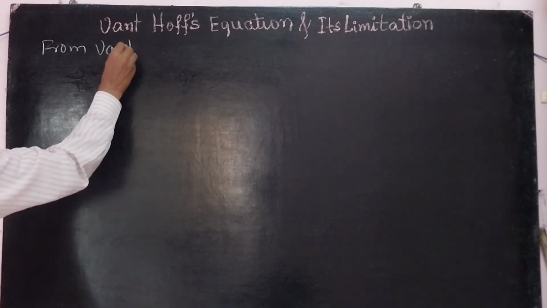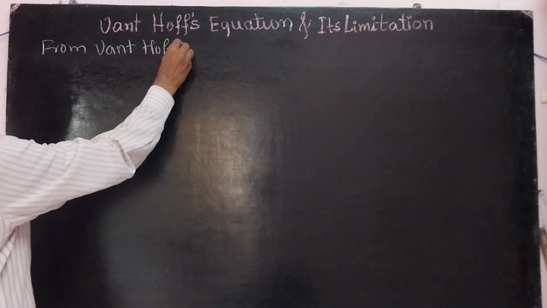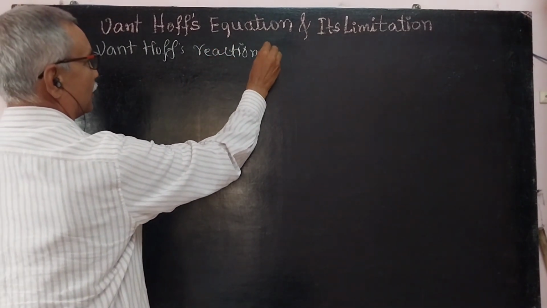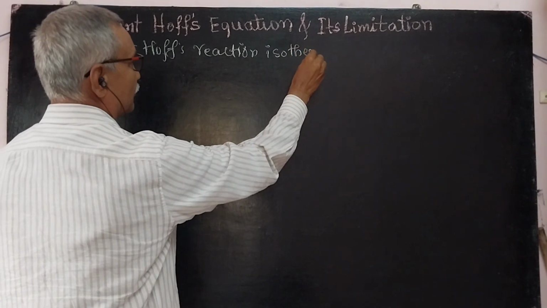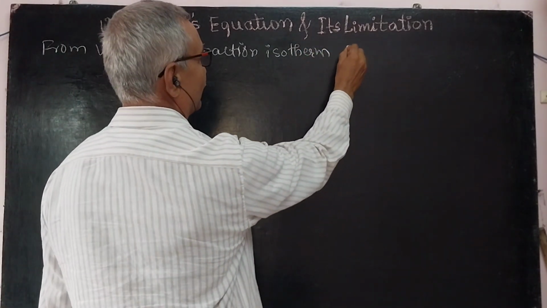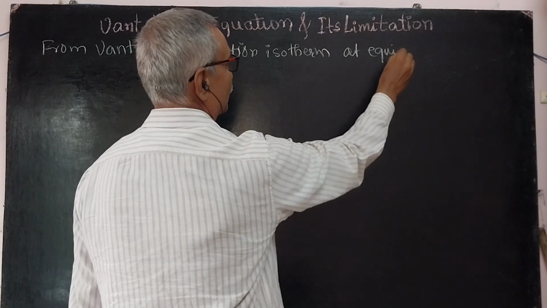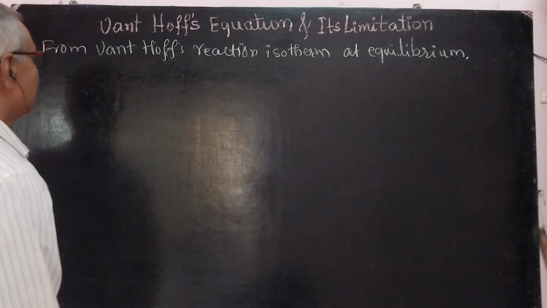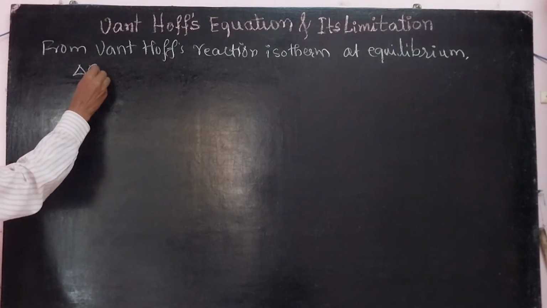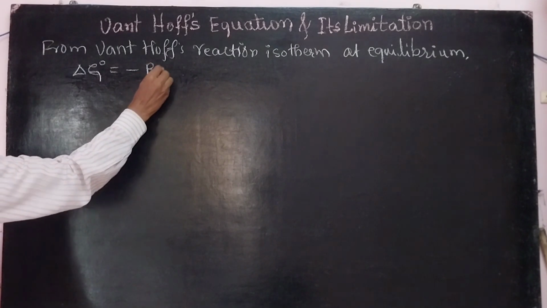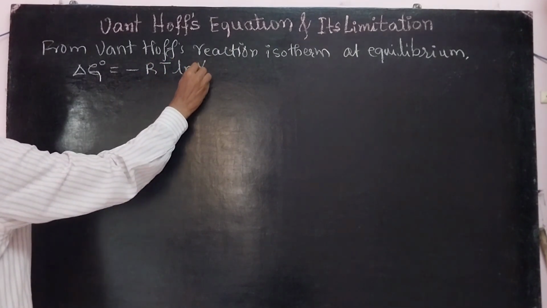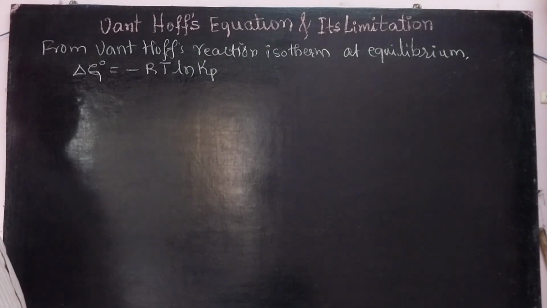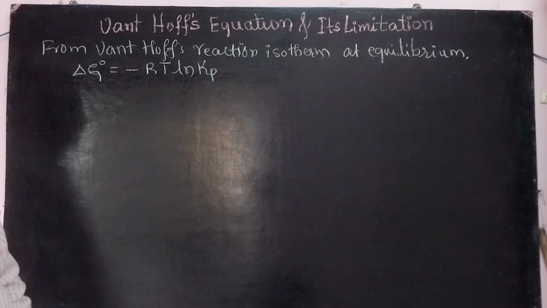from van't Hoff's reaction isotherm at equilibrium, that is delta G naught equal to minus RT ln Kp. Here Kp is the equilibrium constant of a reaction and delta G naught is the standard free energy change.